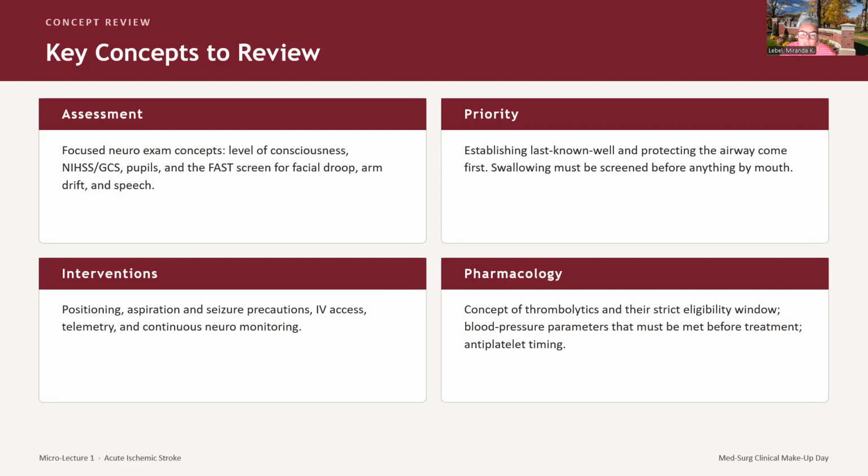And then continuous neuro monitoring. Patients can get worse in the first 24 to 48 hours of their stroke. So if they don't have continuous neuro monitoring, then they are at risk for another secondary stroke, and we want to make sure that we mitigate that. And then pharmacology: the concept of the thrombolytics and their strict eligibility window.